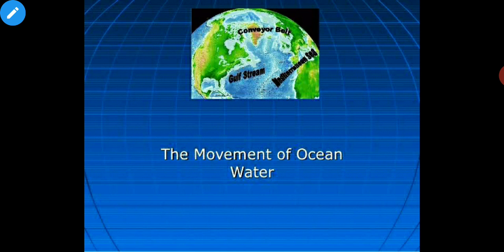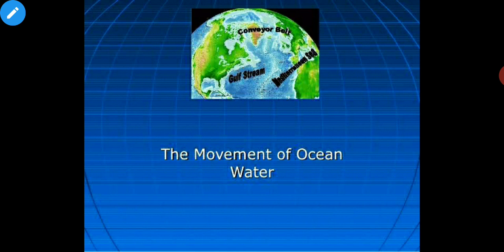This lecture is for class 7th, and today our topic is the movement of ocean water, or the circulation of ocean water. Now let's understand the movement of water. The movement of water takes place in two ways. So movement of water can be horizontal movement or vertical movement.